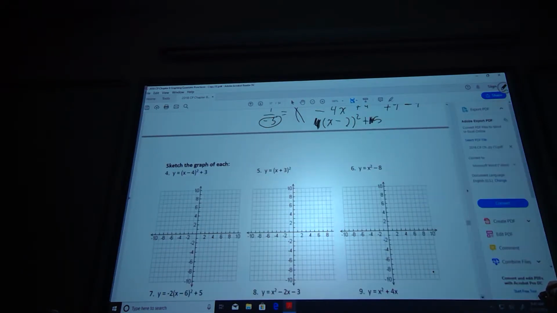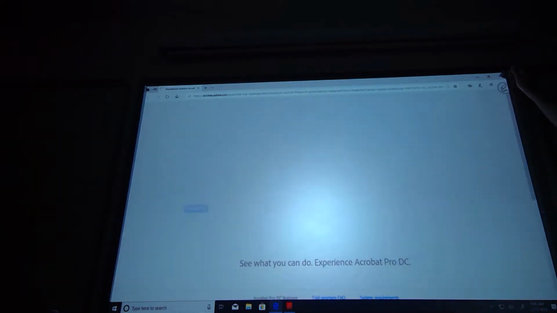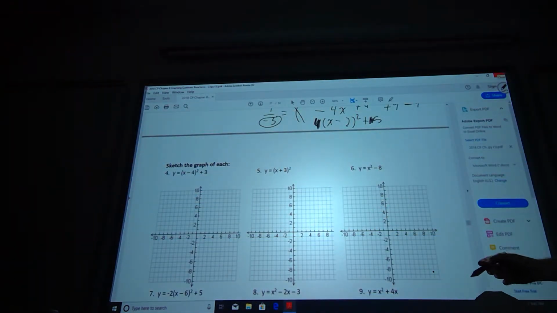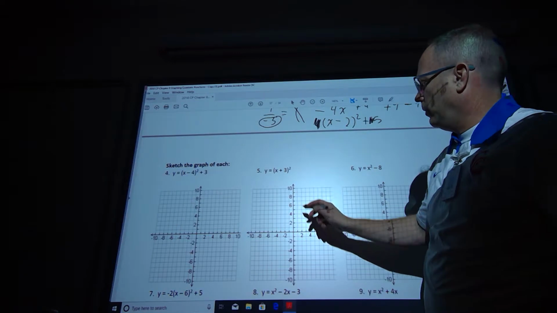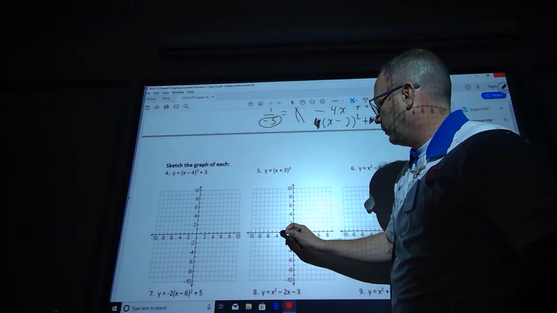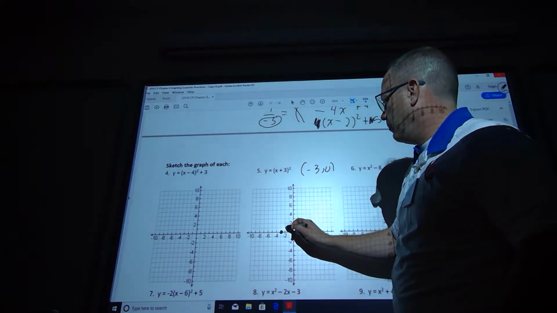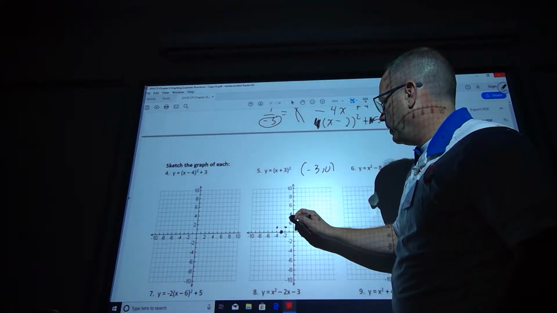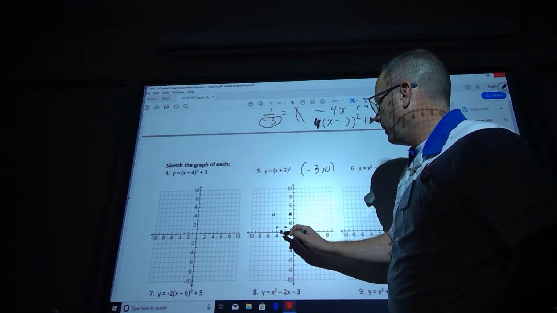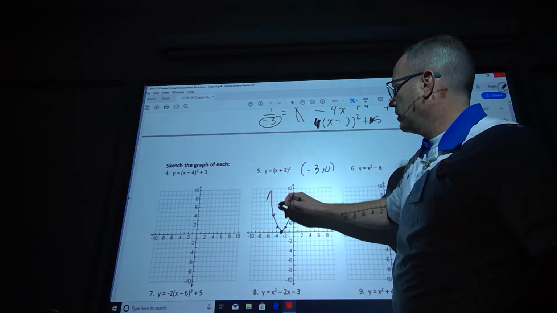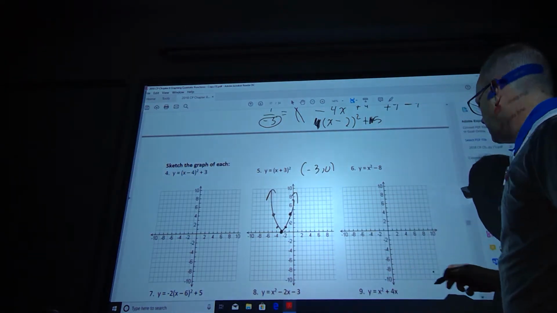Number 5 looks like we want to sketch the graph, so it's going to have a vertex at negative 3, 0. We pattern graph, right 1, up 1, left 1, up 1, right 1, up 3, left 1, up 3, and connect the dots. That's all we had to do with that.